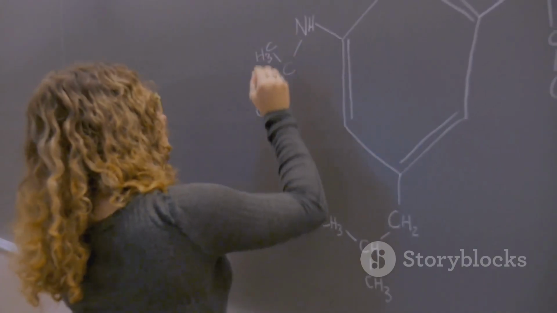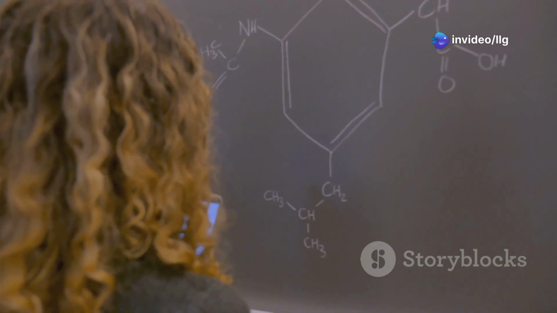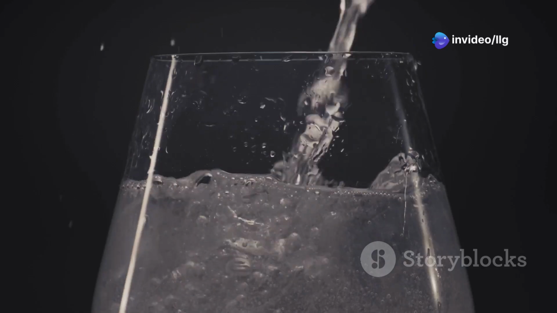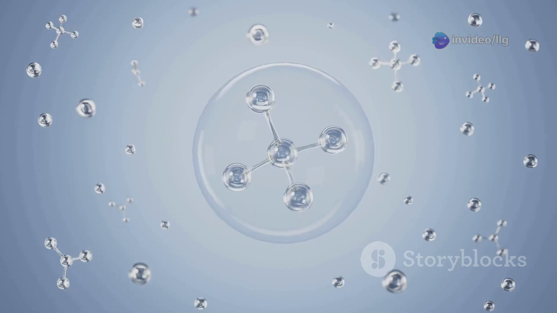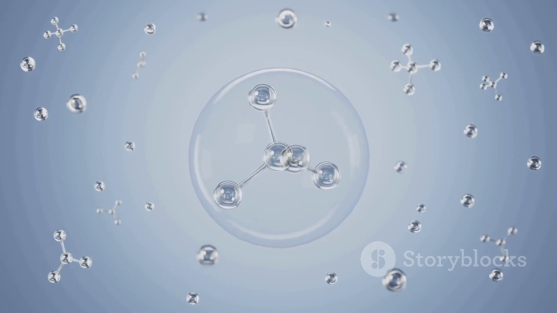Just like a recipe tells us how much of each ingredient to use, a chemical formula tells us the types and quantities of atoms in a molecule. Think about water, good old H2O. That formula tells us a water molecule has 2 hydrogen atoms, H2, and 1 oxygen atom, O.